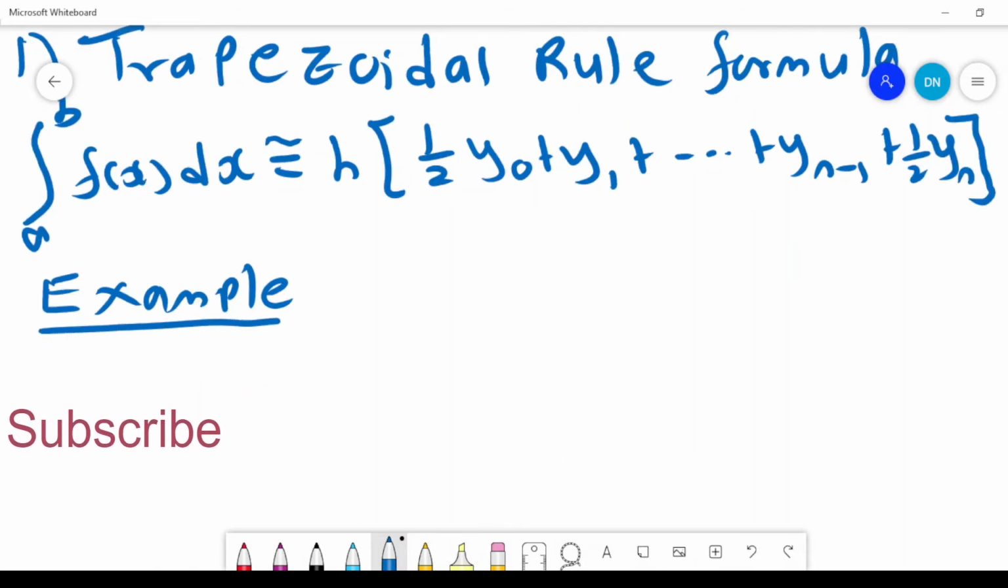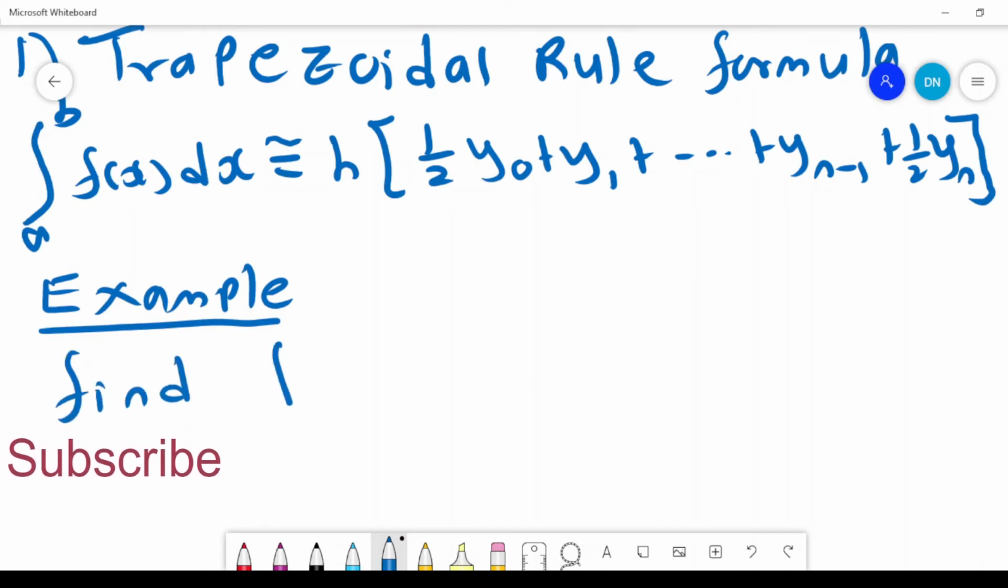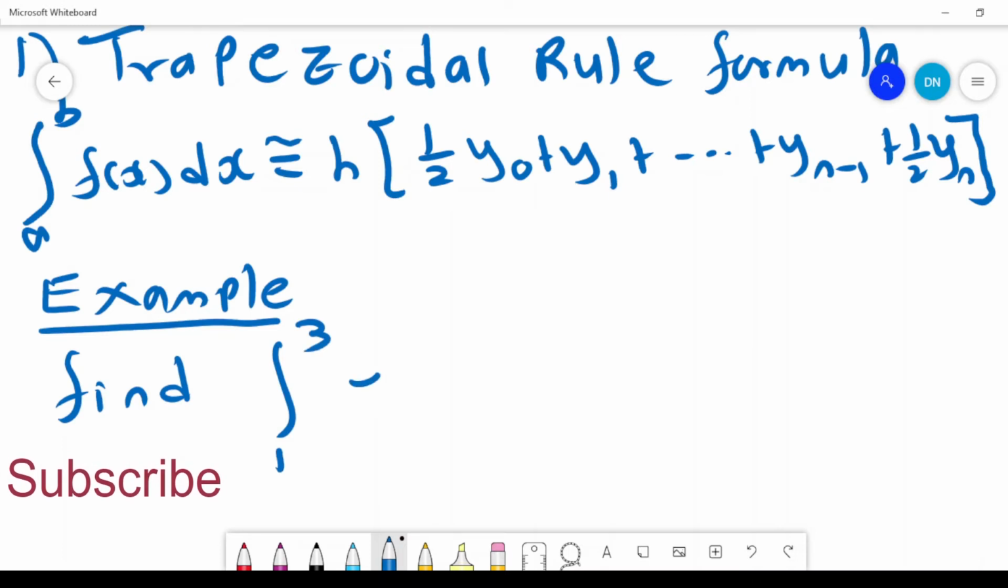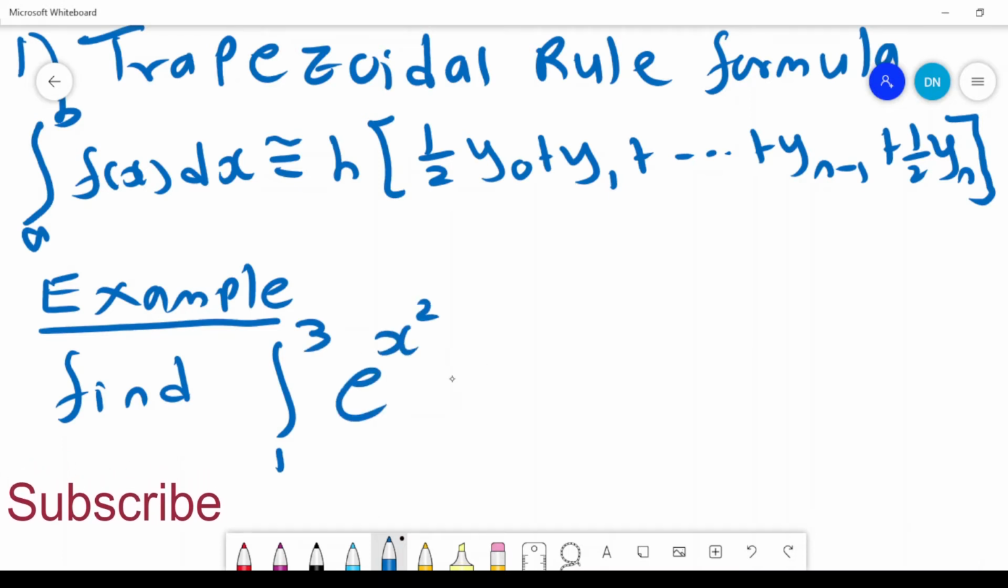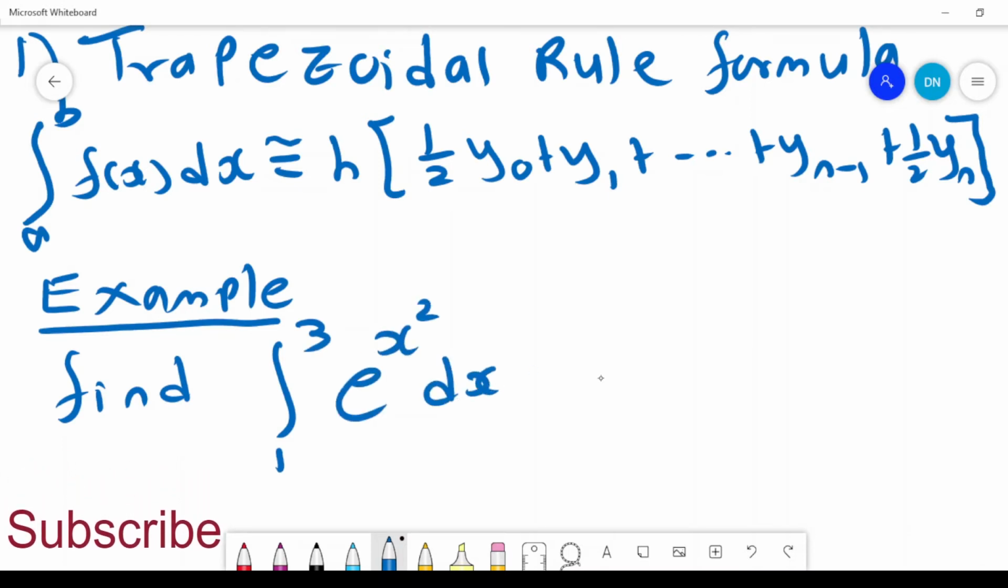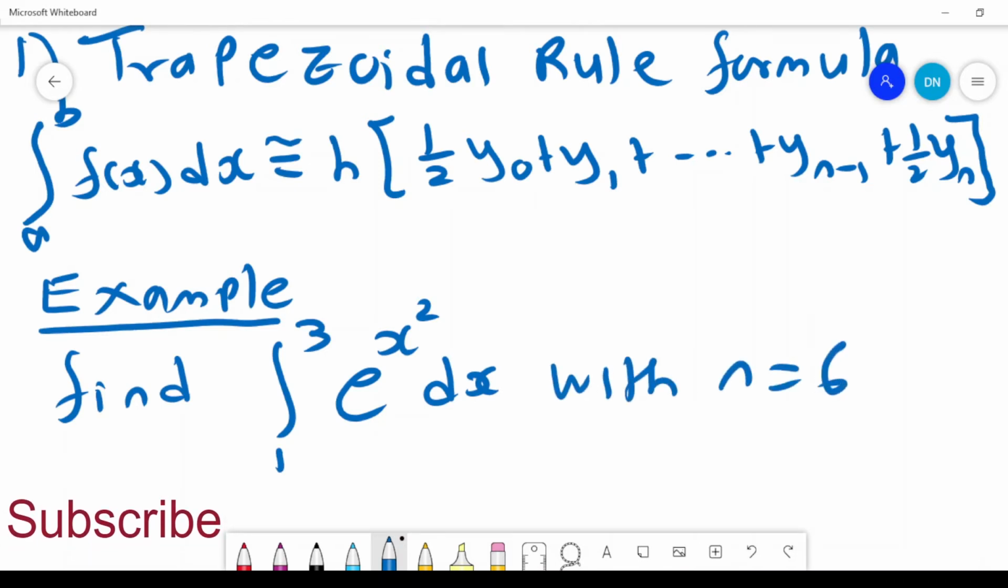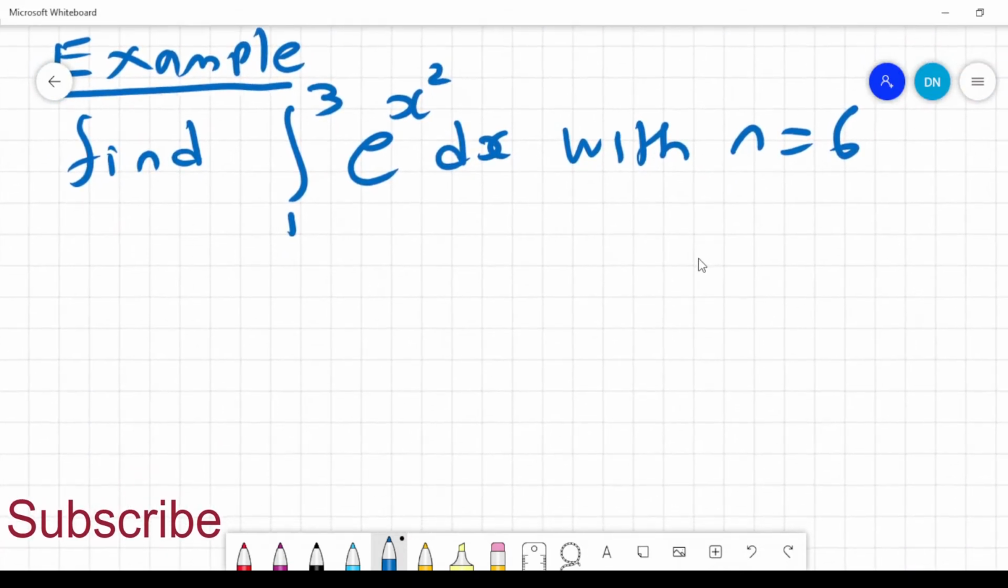And the example tells us that we want to find the integral from 1 to 3 of e to the x squared dx with n equals 6. So we want to use the trapezoidal rule to integrate that with n equals 6. So what is involved? The procedure is quite straightforward and simple.